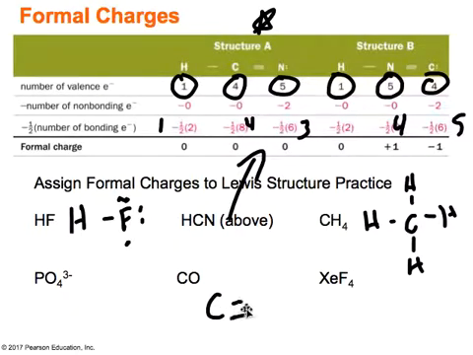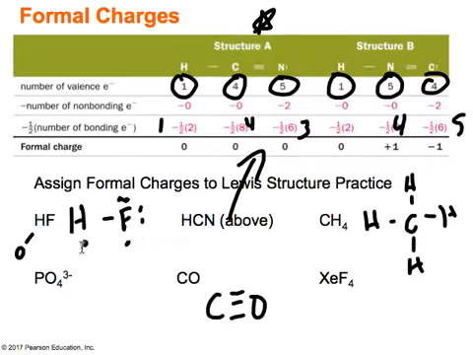I don't know if I'll do this for all of them. The other ones are all single bonded, but I'll just go this way. So in this case, hydrogen has 1 valence electron and it's sharing a single bond. So 1 minus 1, and hydrogen would have a formal charge of 0.